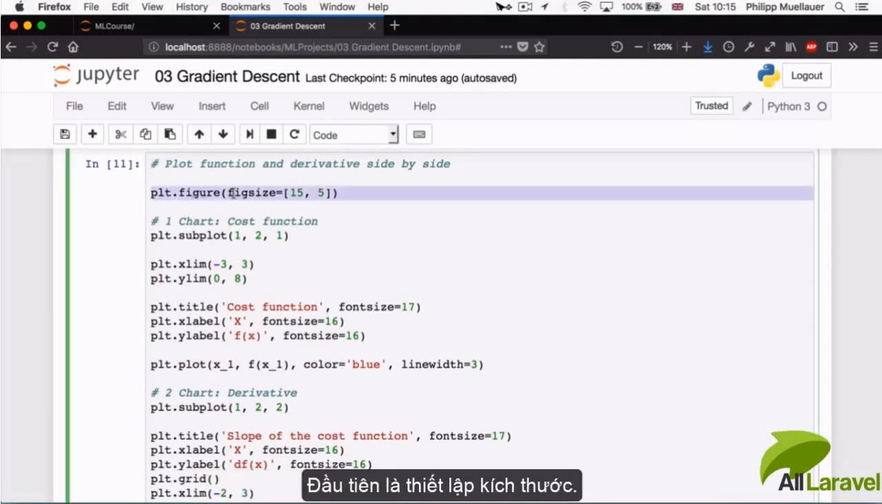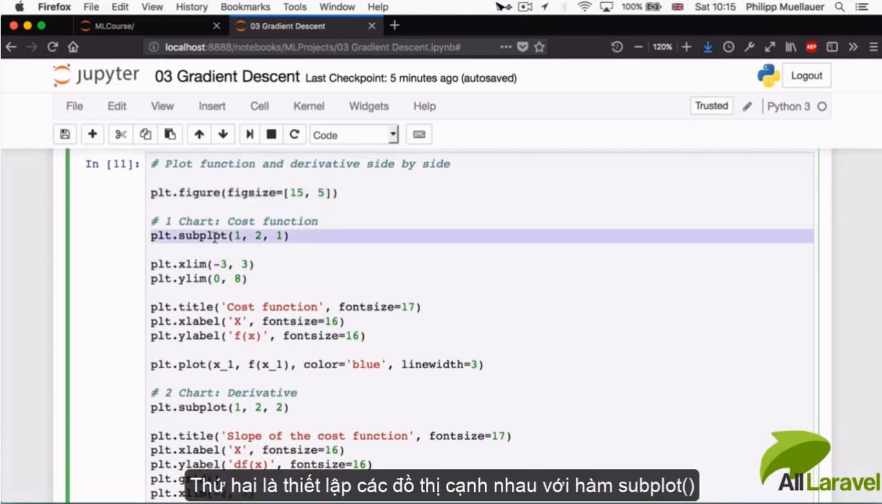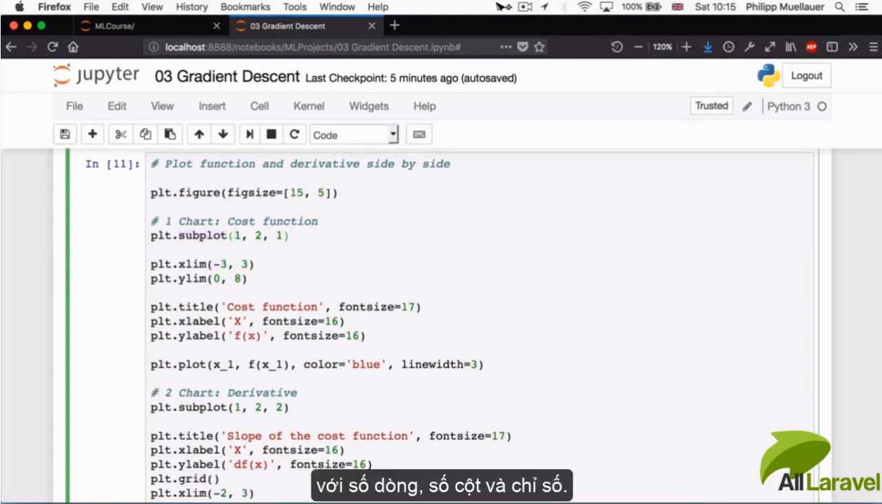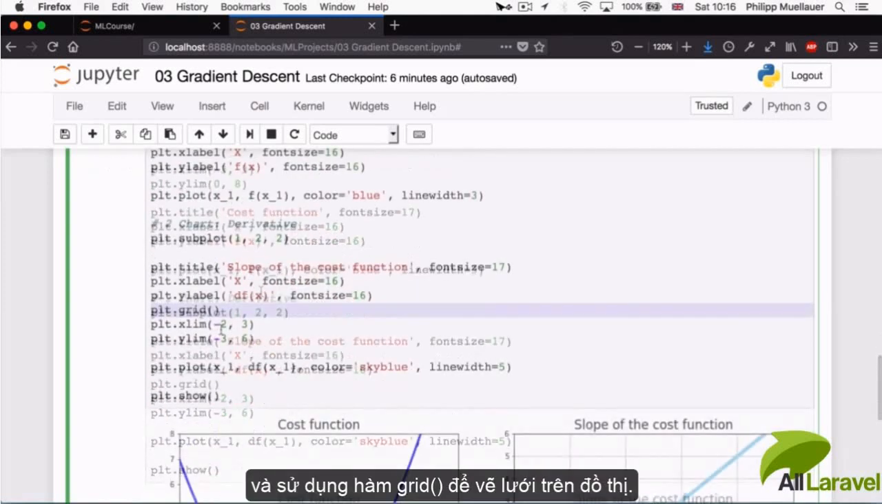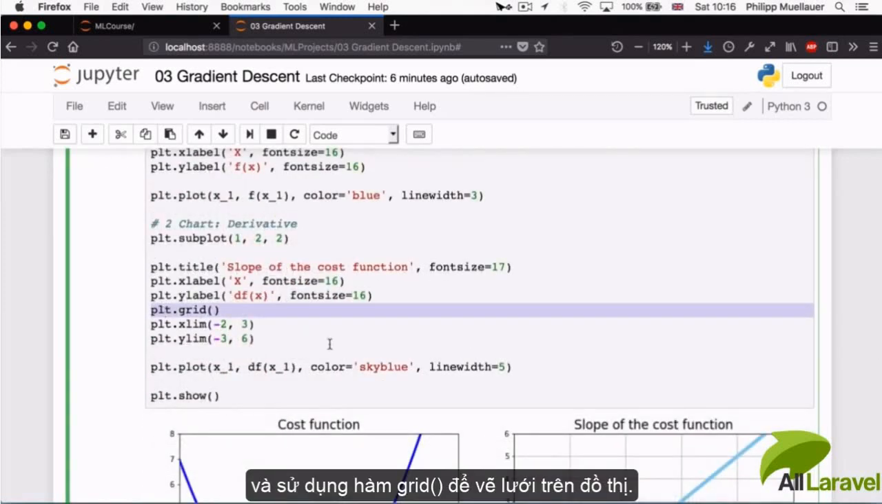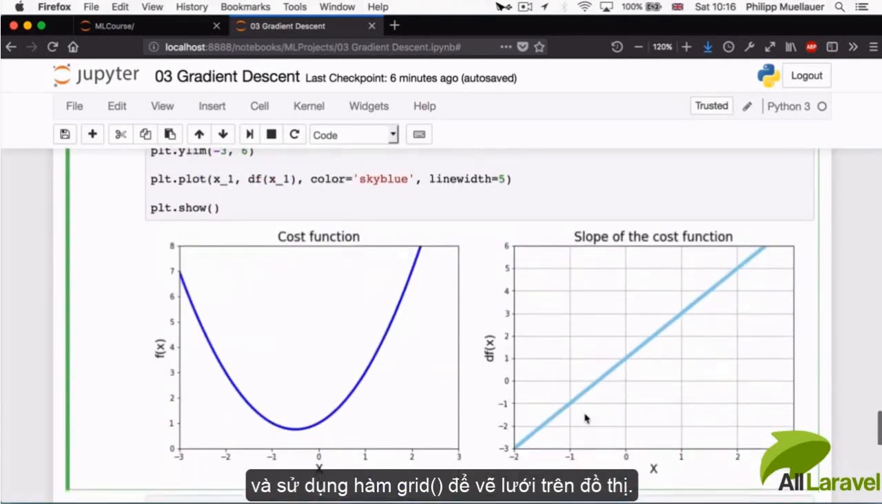One of them is this idea of sizing them. The second thing is this idea of having plots side by side, and that requires the subplot function, which needs to know how many rows, how many columns, and what the index is. And then also we've used the grid function for the first time to superimpose a grid onto the plot.